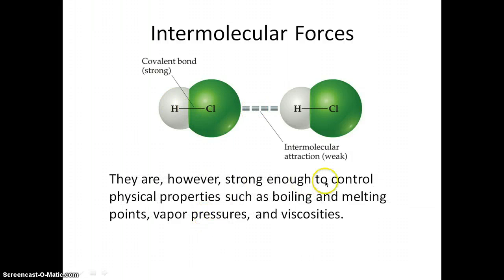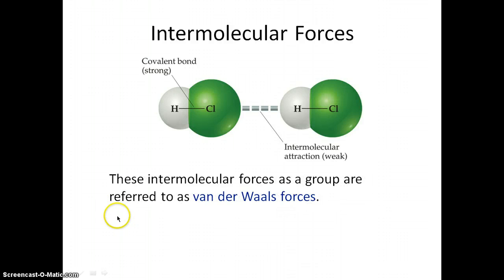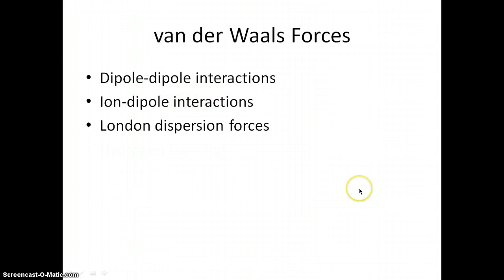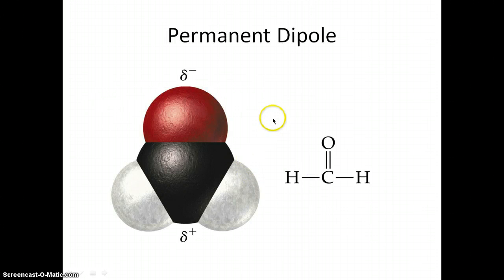Now, however, they are strong enough to control properties such as boiling and melting points, vapor pressures, which we were just talking about, and something else we call viscosities, which we'll get into more later. The intermolecular forces as a group are referred to as van der Waals forces. So intermolecular forces and van der Waals forces are the same thing. Van der Waals forces is just the more technical name of the group of these forces. So the types of van der Waals forces that actually exist are dipole-dipole, ion-dipole, London dispersion forces, and then last but not least, that's why I faded it in at the end here, hydrogen bonding, which has a very significant role in biological systems. So there are molecules with what we refer to as a permanent dipole.